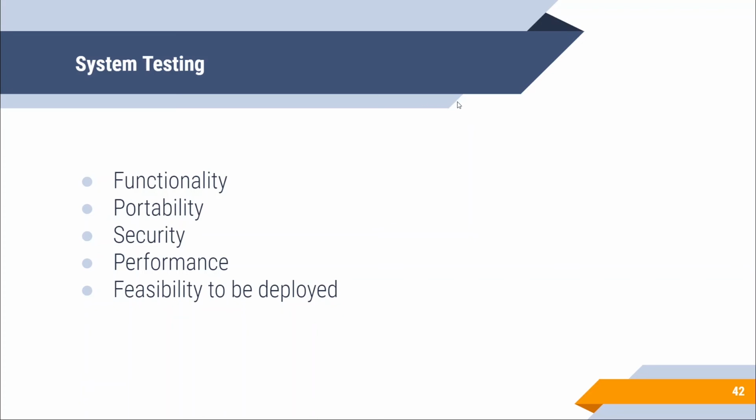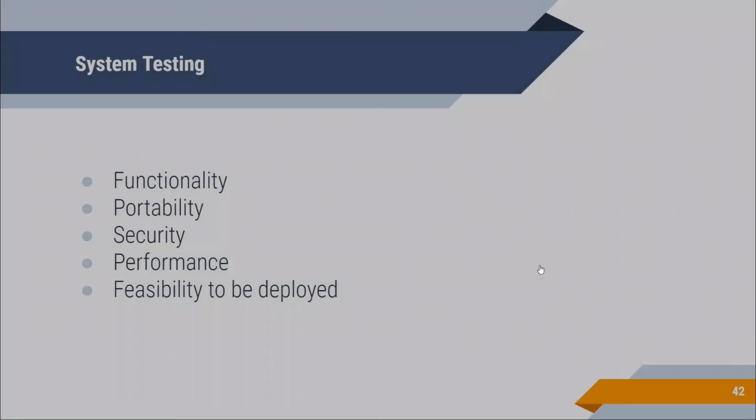Okay, so system testing basically tests the functionality, portability, the security, and performance and the feasibility to be deployed. So basically, you can think of this as you are the user that is about to use this app or software. If you can't use it, it doesn't pass this test, and if you can, it could pass. So there are still exceptions.